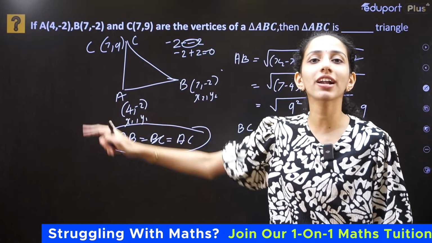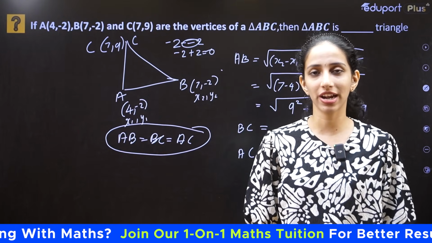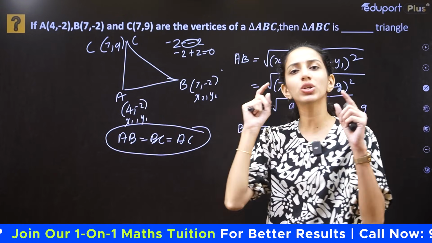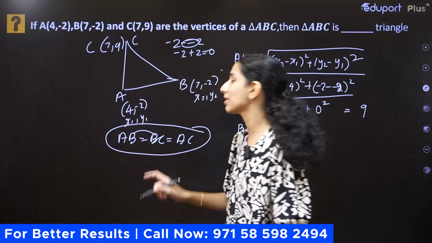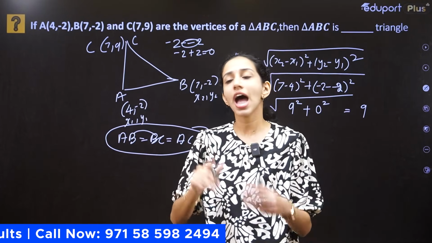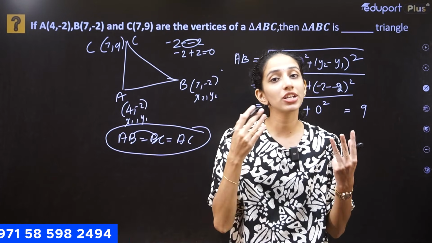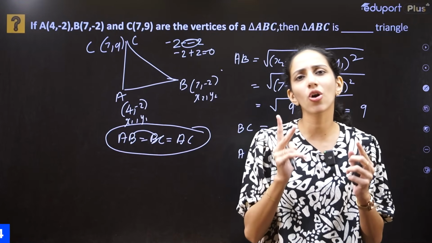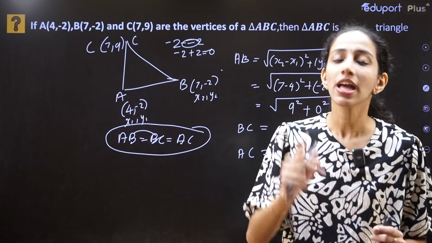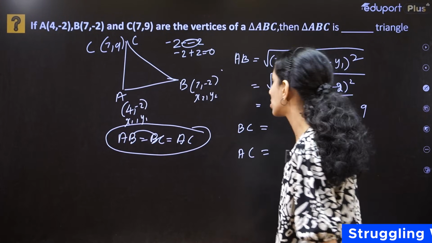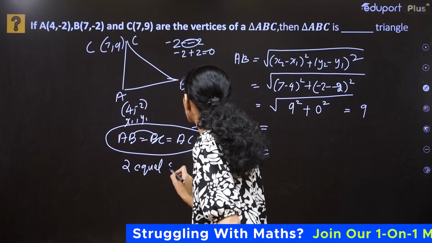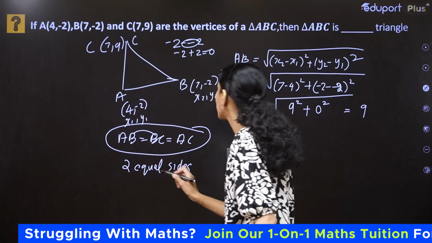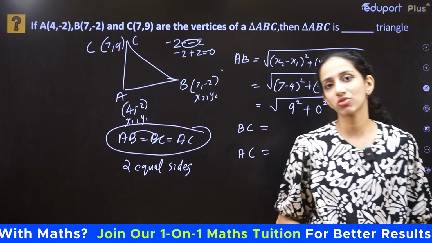This triangle is an equilateral triangle. And if you have only two equal sides, that is, if you have AB equal to BC but it is not equal to AC, or AB equal to AC and it is not equal to BC, then what will be your conclusion? Yes, if you have two equal sides, that triangle will be an isosceles triangle.